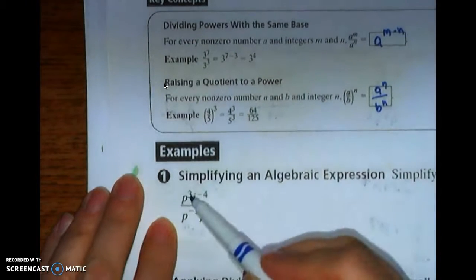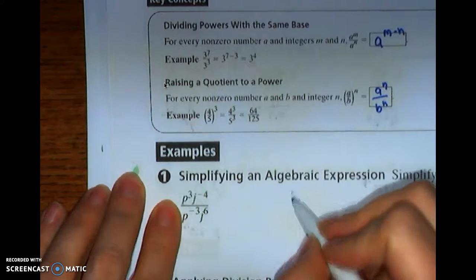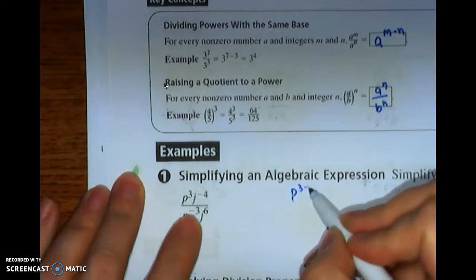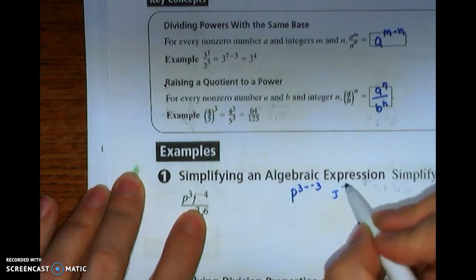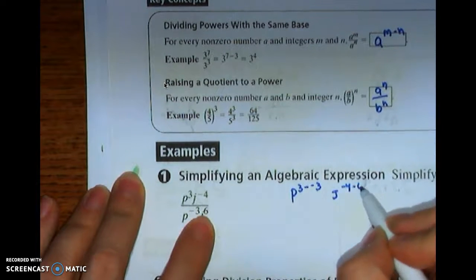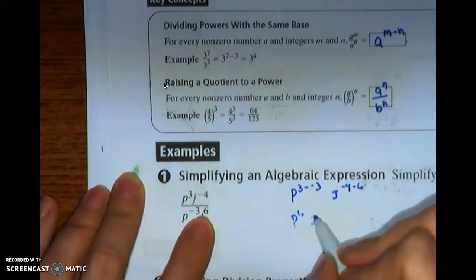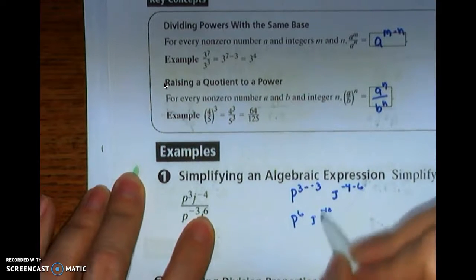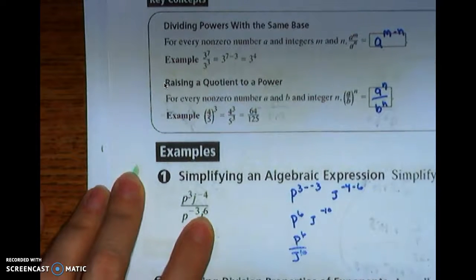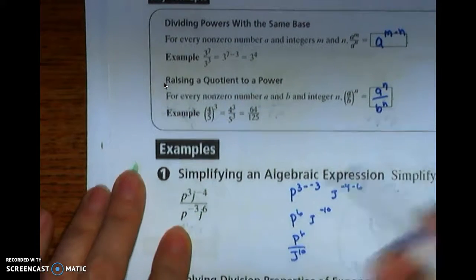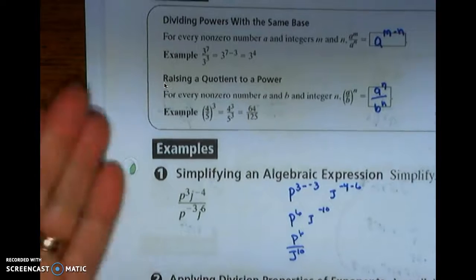Let's simplify this first expression here. We have p to the third over p to the negative 3. If we apply this rule, that's going to be p to the 3 minus, and we've got a negative 3 here. And then we have j to the negative 4 minus 6. When we simplify those, we get p to the 6th, j to the negative 10th. And then, again, we don't like negative exponents, so we rewrite that in the denominator without the exponent. That's using our rules.